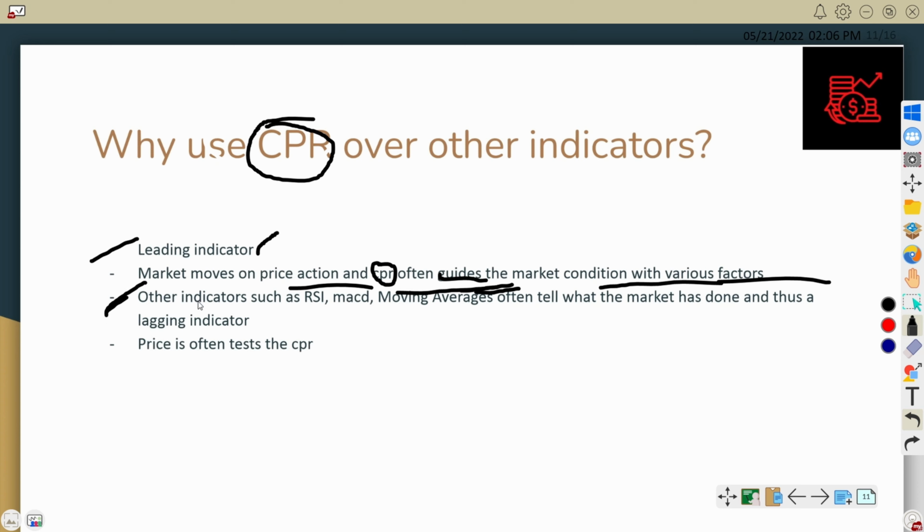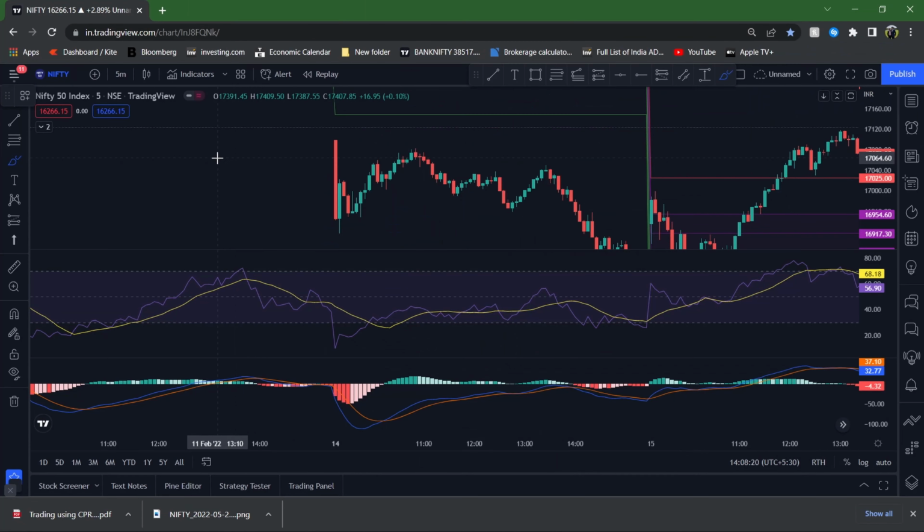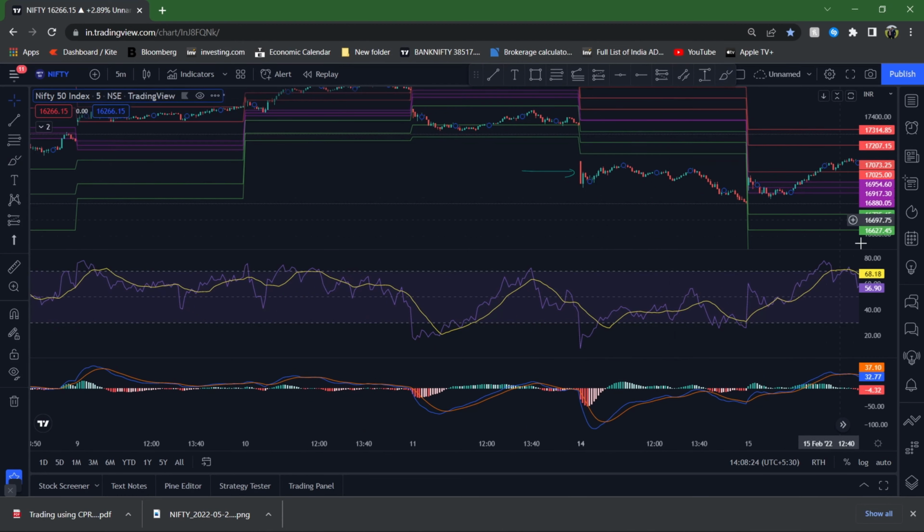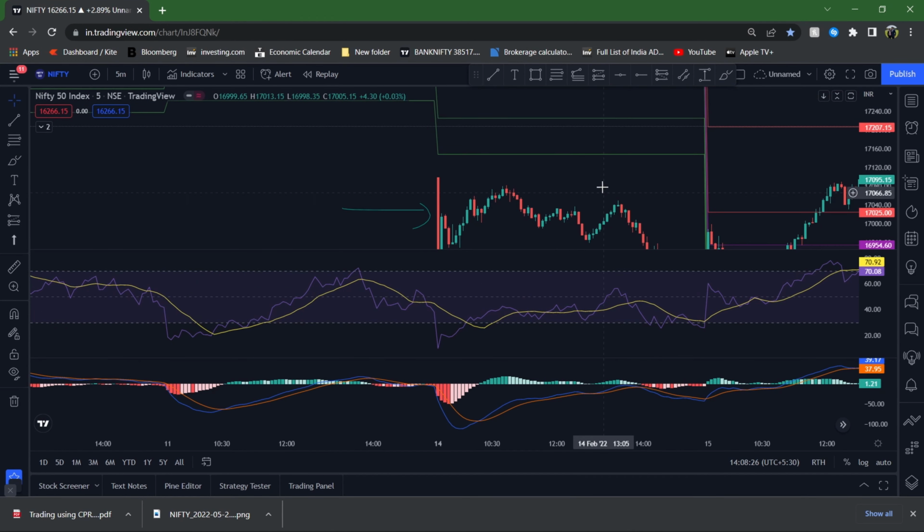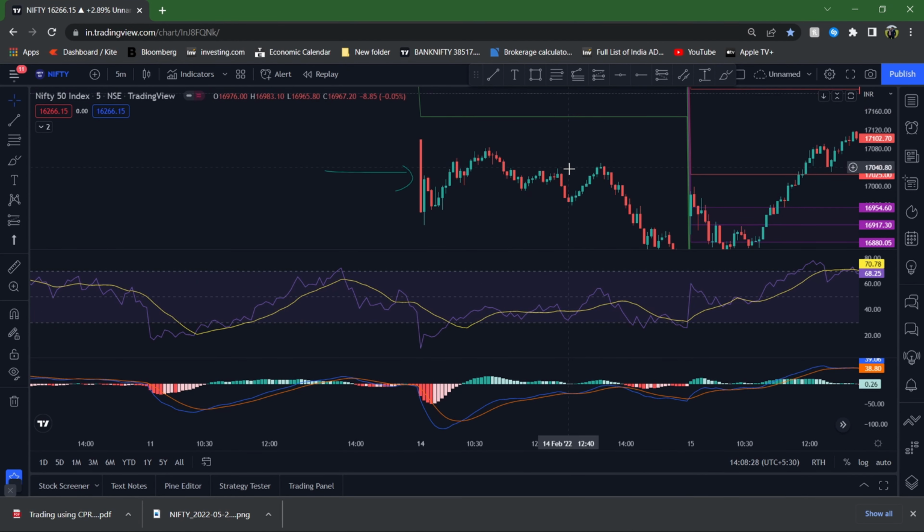So again, other indicators such as RSI, MACD, moving average often tell what the market has done, and thus is a lagging indicator. So if you look on this day, so market gap down. So market gap down past we had 4 supports, market gap down. So now market is saying it is an oversold signal. Let's go and buy. So let's say you would have bought this here.